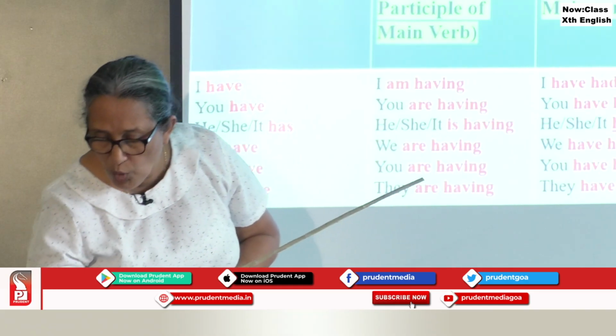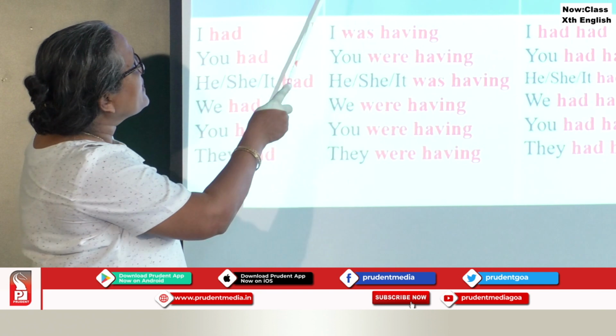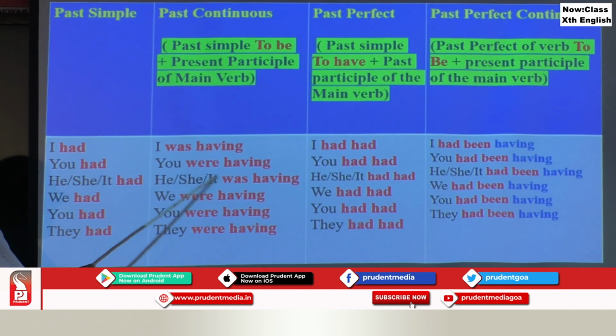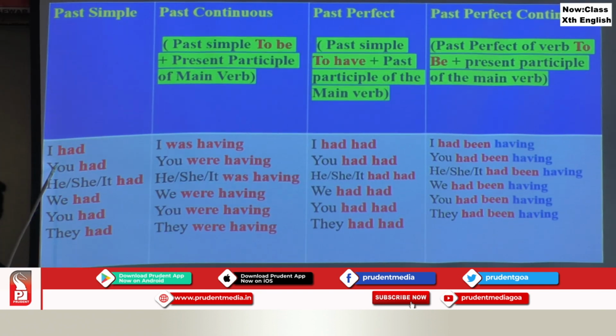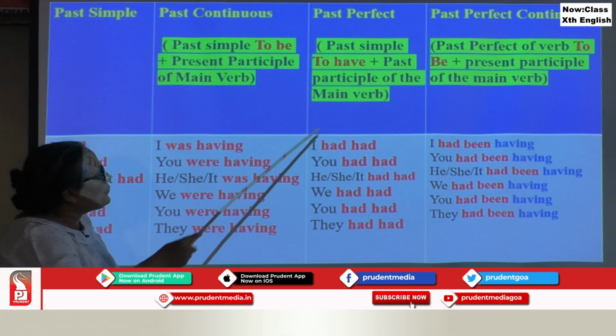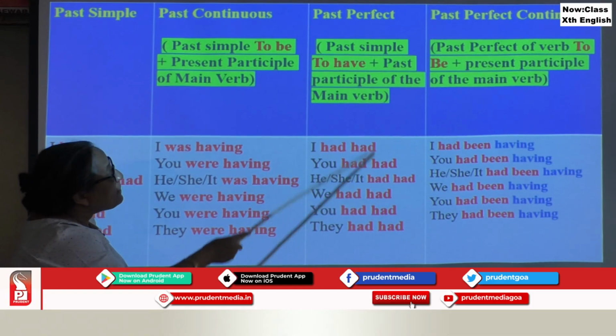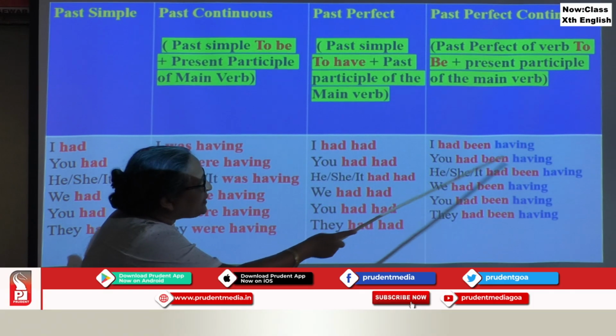Let us move and see what I'm trying to explain. I am having was there. Now what has happened? I was having. Past simple of verb to have, had. Past perfect, I had had. Past perfect continuous, I had been having.